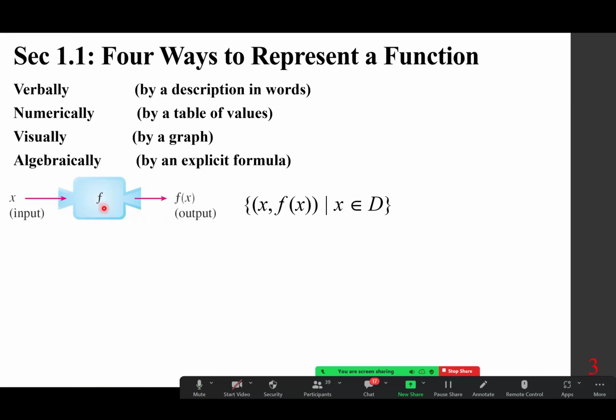Input output machine. You put an input, x is the input, the independent variable. f of x or y is the output, the dependent variable. A pair x comma f of x is created such that x is an element of D, which stands for the domain. This is read an element of.